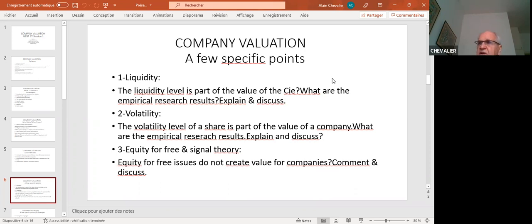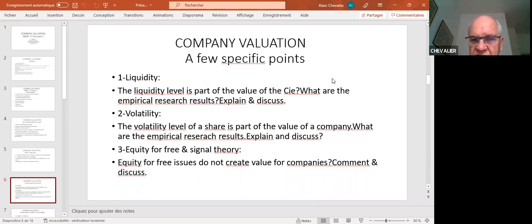The higher the liquidity level, the higher the number of potential shareholders. So that means if you have more shareholders with the same amount of shares available to be sold in the market, the consequence will be an increase in value. So liquidity level is part of the value. The higher the liquidity, the higher the premium on the basis of the calculation of the value.